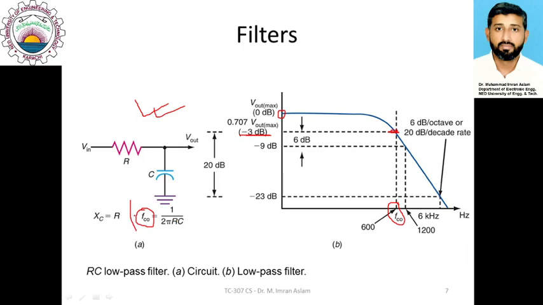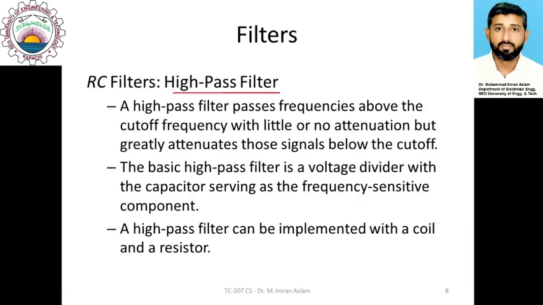For this type of low pass filter, the cutoff frequency is calculated to be 1/2 pi RC, and this cutoff frequency actually occurs at the point where the capacitive reactance XC becomes equal to the resistance R used in this system. So you can see that this cutoff frequency is dependent on the value of resistance and capacitance, and by choosing appropriate values for the resistance and capacitance, you can easily design a filter to meet a specific cutoff frequency criteria.